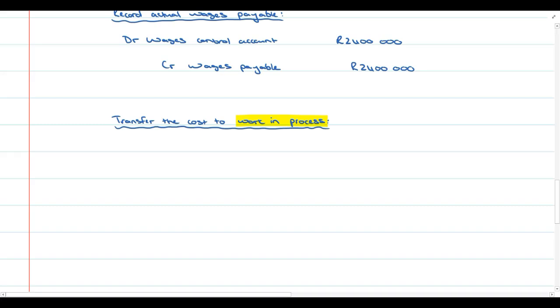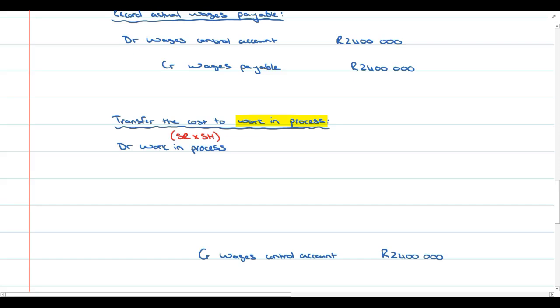So we are going to take it out of the wages control account. You're going to credit the wages control account, so that it balances to zero. And we are going to debit work in process. But we never take the actual cost to work in process. To work in process, we take the standard rate multiplied by standard hours.